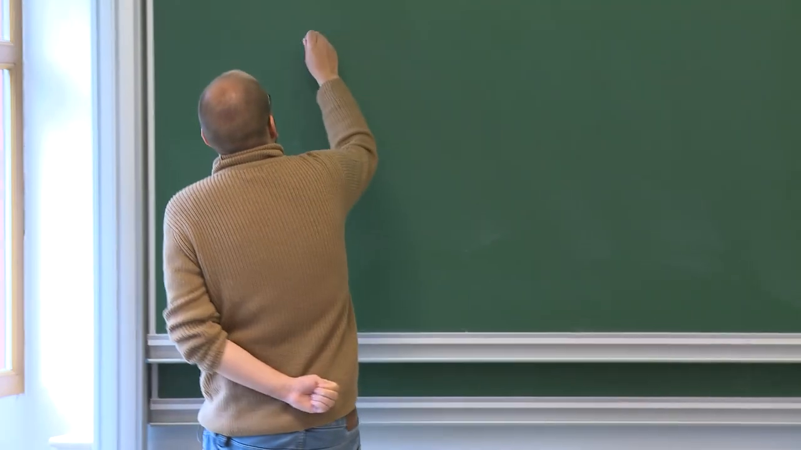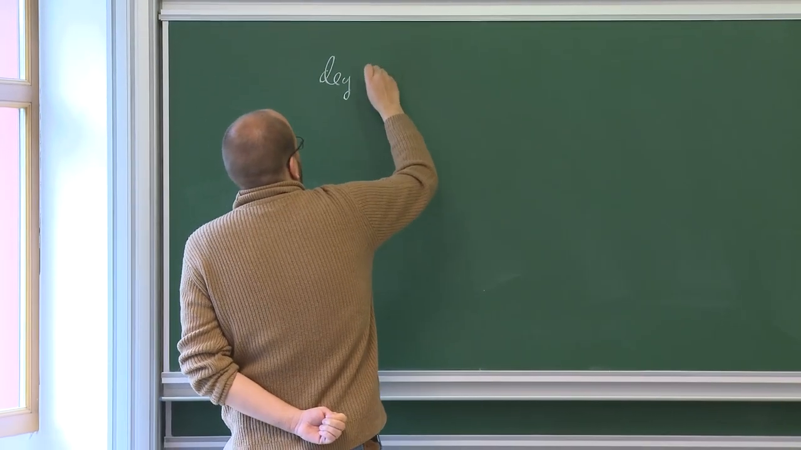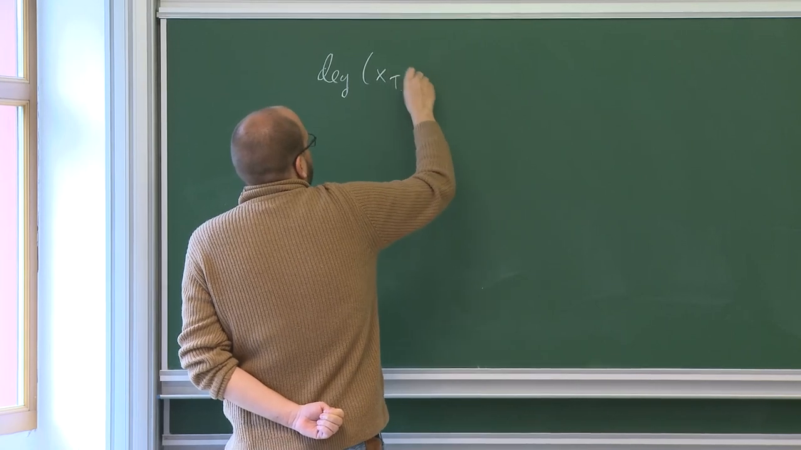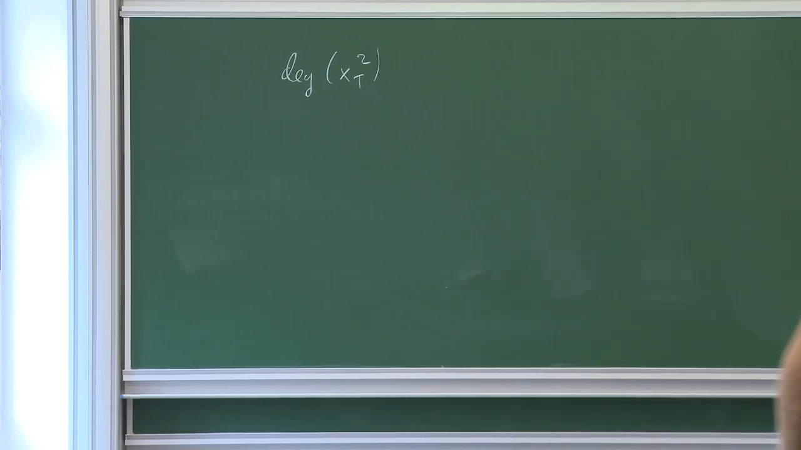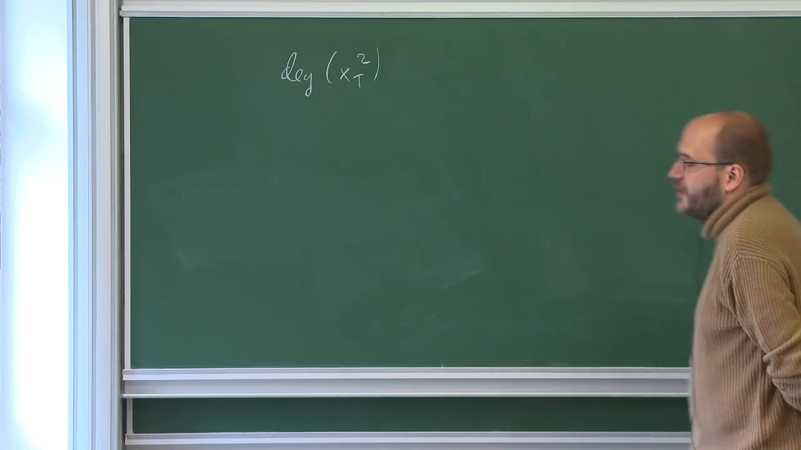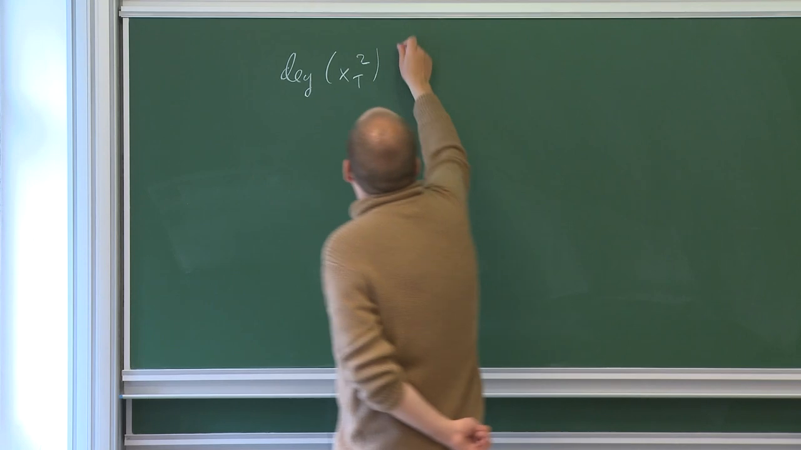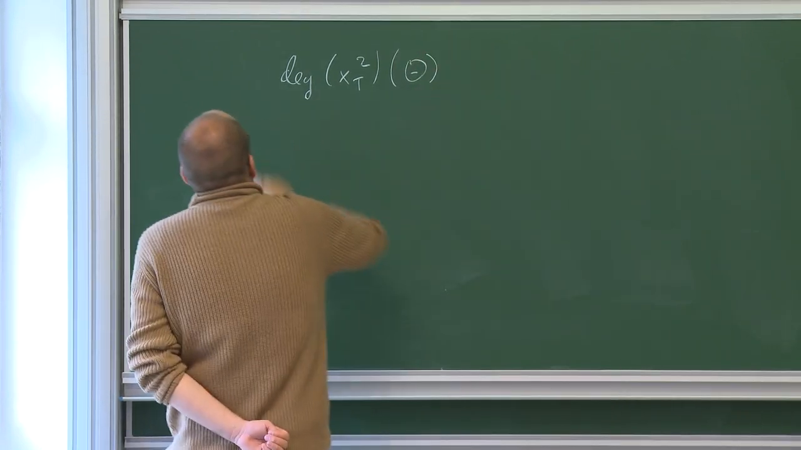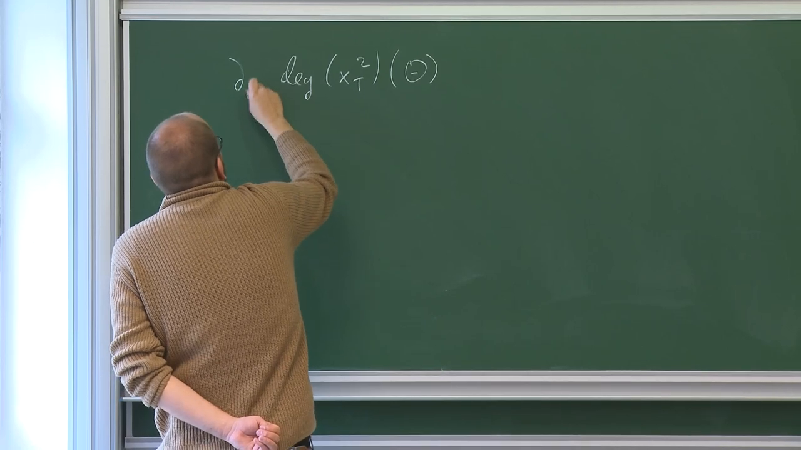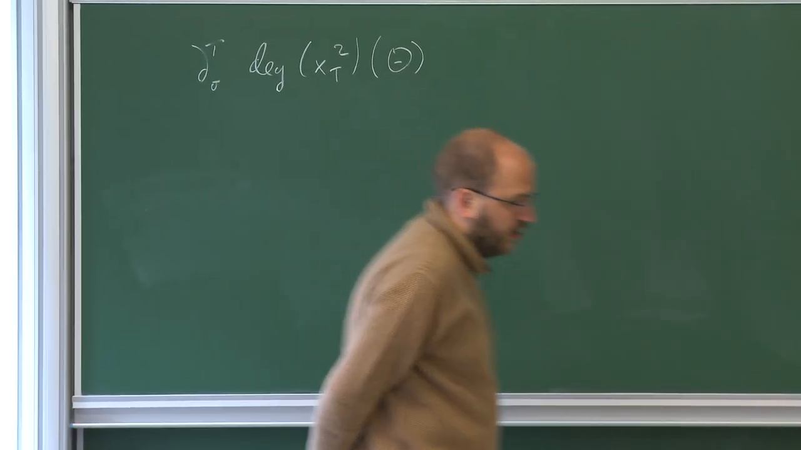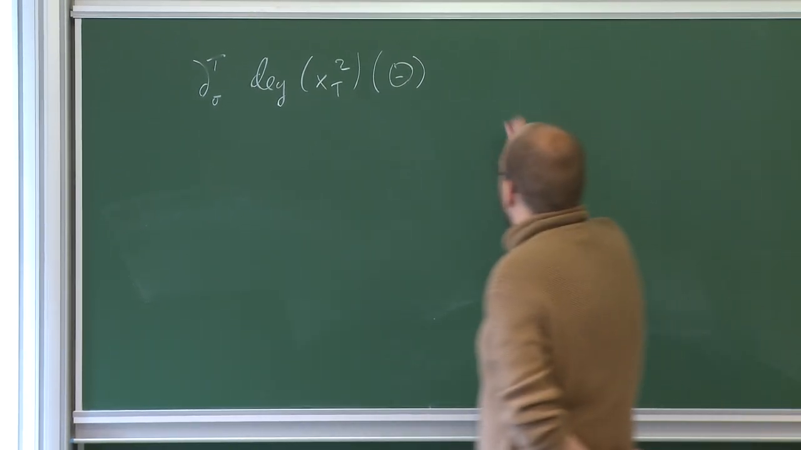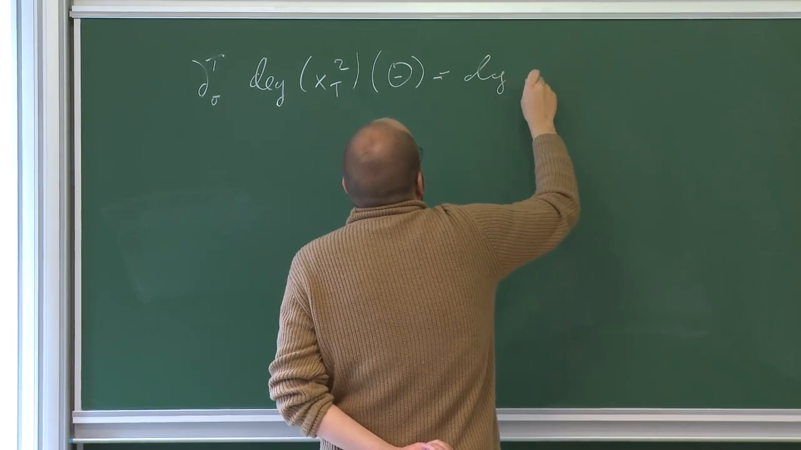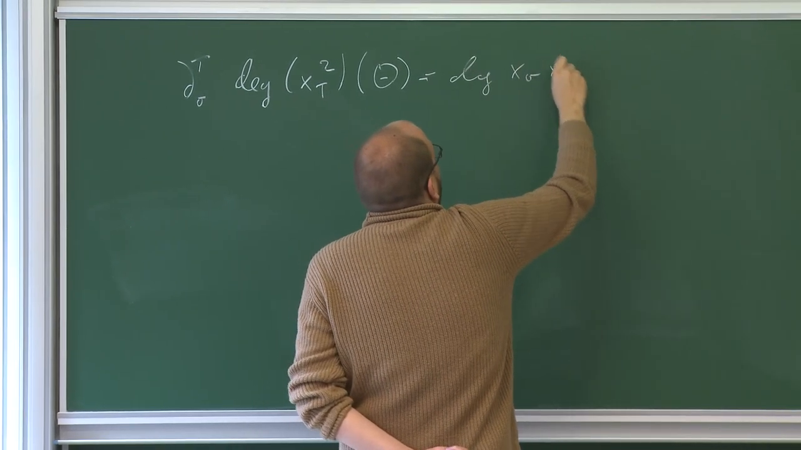So let me just clarify something. The degree of x tau squared, this depended, maybe I shouldn't have deleted the formula, but I see this as a rational function. This depends on theta. This is a rational function in theta. And this is what I mean when I write, I take the differential of this function, because it's really a function that depends on theta. And then, again, let me write down, this was the degree of x sigma, x tau.